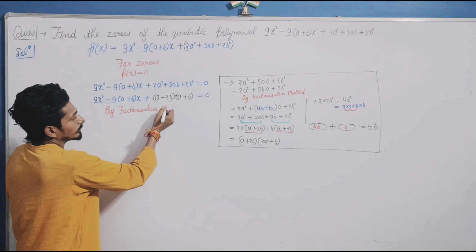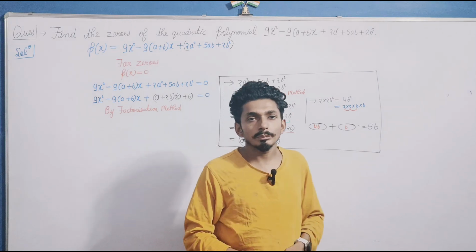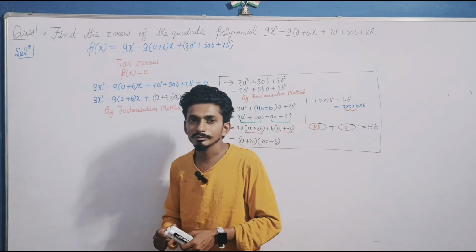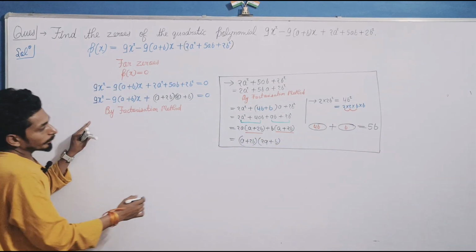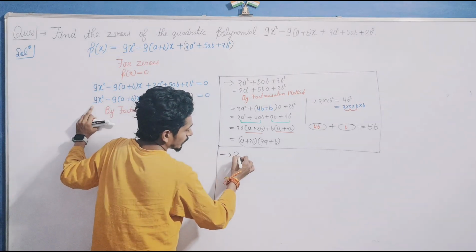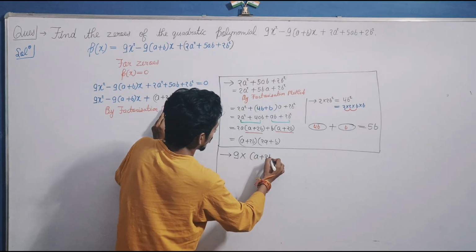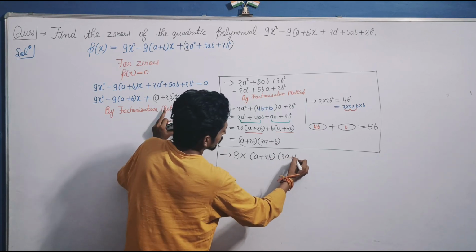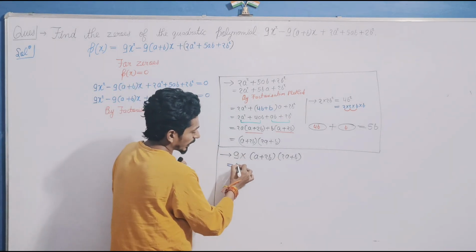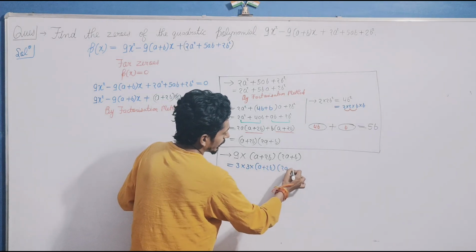By factorization method, or by splitting the middle term, because the factorization method is also named splitting the middle term. Yes or no? So here we multiply the coefficient of x square, that is 9, with the constant term, that is (a plus 2b) into (2a plus b). Yes or no? After that we factorize it.